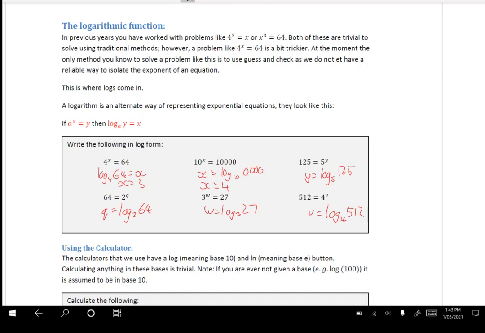4. What is log 5 125? Log 2 64? I think it's... Oh, I was going to say 4. Right, 2, 4, 8, 16, 32, 64, 6. Log 3 27 is 3. Log 4 512 is 4.5. I think 5. Is it? Yeah. 4.5. There you go.